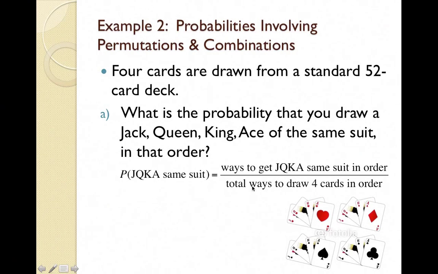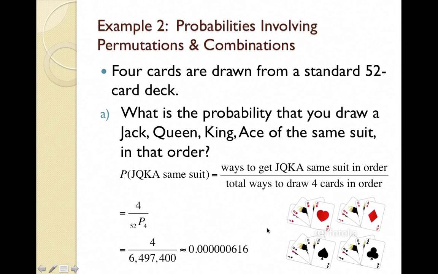But for my bottom number, the total number of ways to draw 4 cards in order, to find that, I can use a permutation. So I'm going to set up the permutation of 52 cards taken 4 at a time. And then I can work out to get that number, which is 6,497,400, and then take the 4 divided by that, and we end up with a decimal of 0.000000616. So with such an incredibly small probability, the likelihood of this happening is practically impossible.